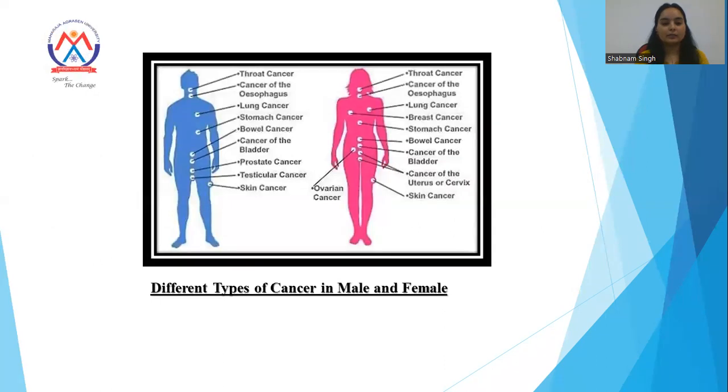First of all, we see through this picture, there are different types of cancer in case of males and in case of females. What is the difference between male cancer and female cancer? Some cancers happen only in females and some only in males. Testicular cancer is common in males. Second, prostate cancer is also there in males. If we talk about females, there is cancer of the uterus or cervix. There is ovarian cancer. And the most common cancer that occurs in females is breast cancer.